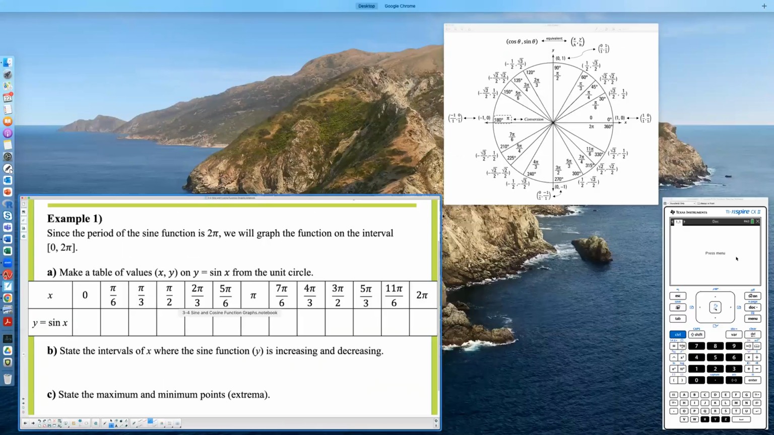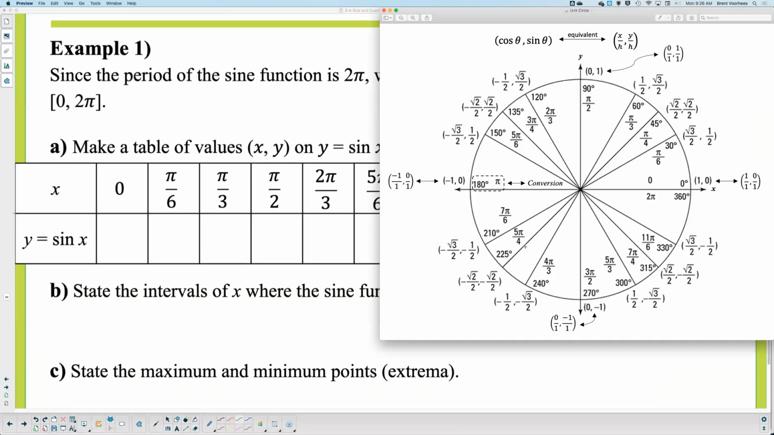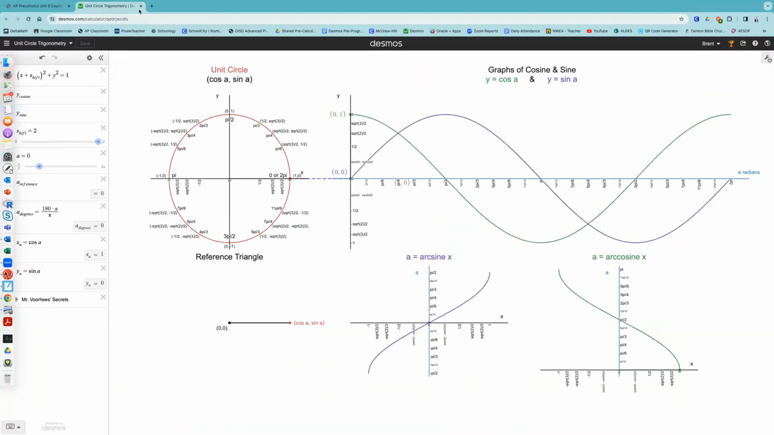Now, one thing you can do is pull out that unit circle that I have given you on your desk. It's also attached to your AP Google Classroom. When you log in, go to classwork. You'll see it. Let me just open up a tab and show you.